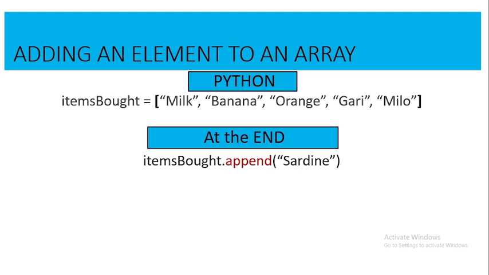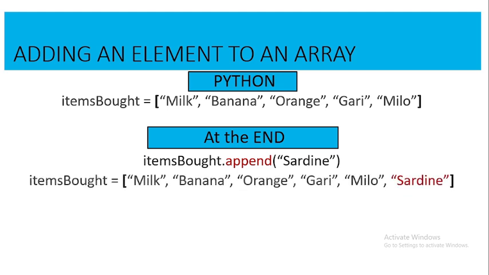This is the dot append method, a special method in the Python programming language. We are able to insert a new element at the end of the array. Remember items is milk, banana, orange, gari, milo, then the new element is appended.